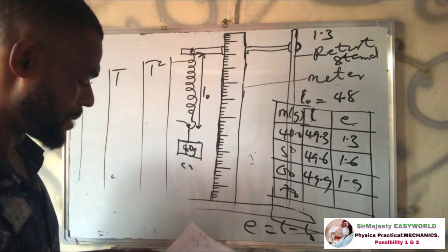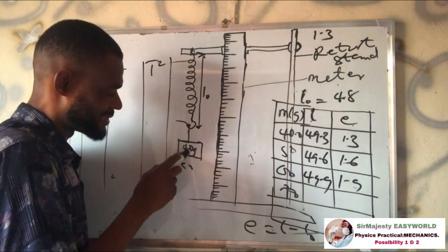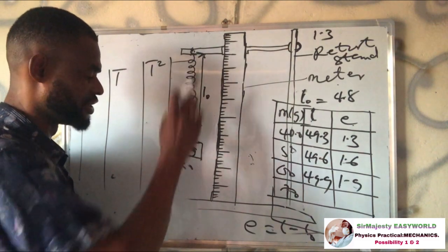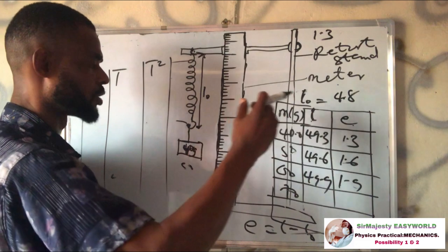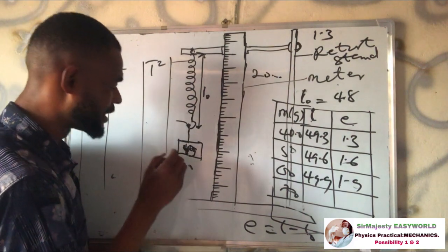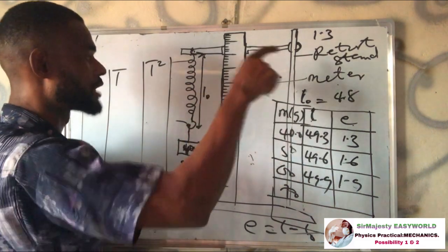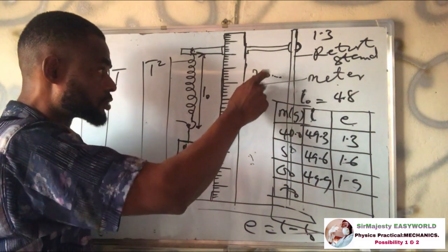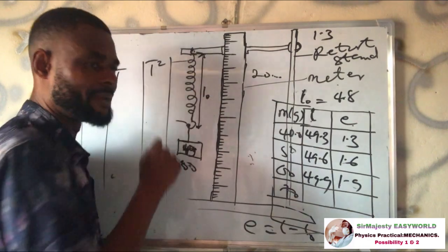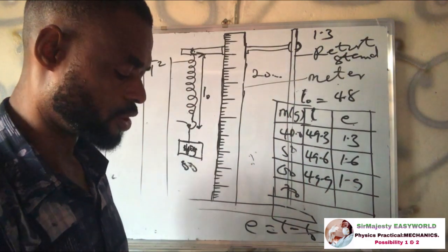You know that this mass now, if I place 40 gram here and set it into oscillation, it will take a certain time to reach 20 complete oscillations. If I increase this mass from 40 to 50, it will take more time to reach 20 complete oscillations because more mass is added. The more the mass, the more the time.